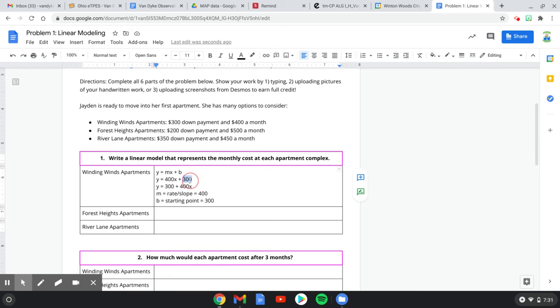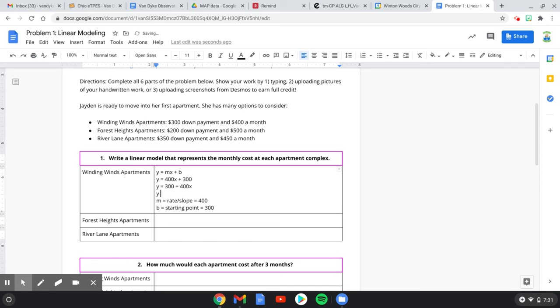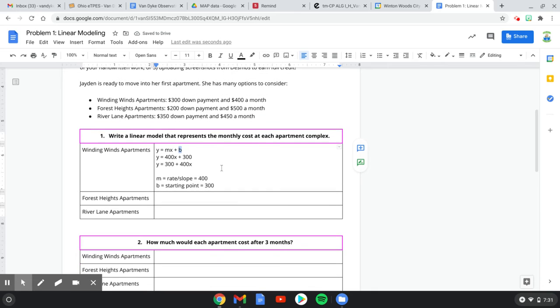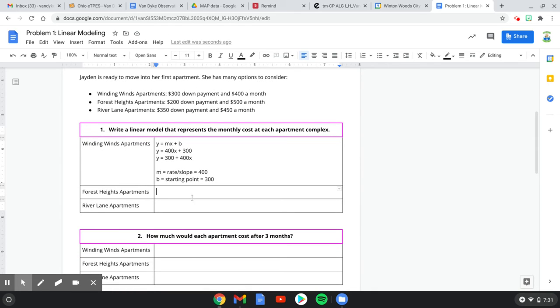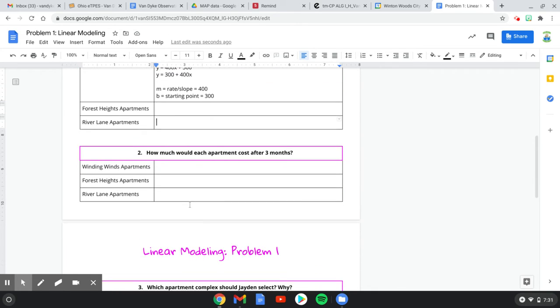Notice with this 300, I do not have any variable next to it. I saw some people writing something like y equals 400x plus 300b. This is not correct. We're not going to use that. There should be no variable associated with the b. We're just totally replacing it with a number. So you can do the same for Forest Heights Apartments and River Lane Apartments.